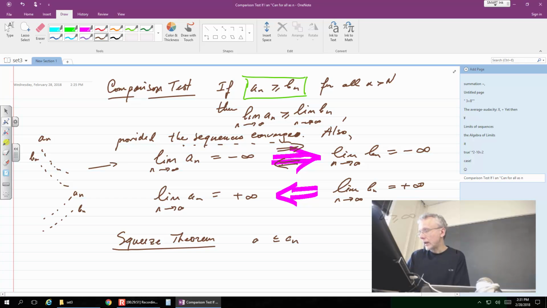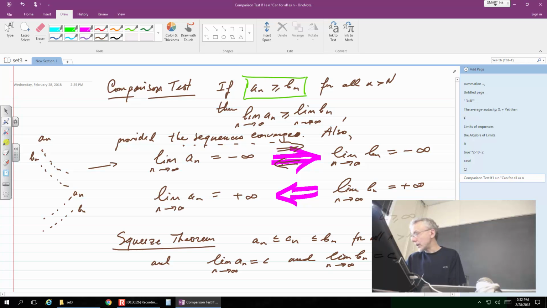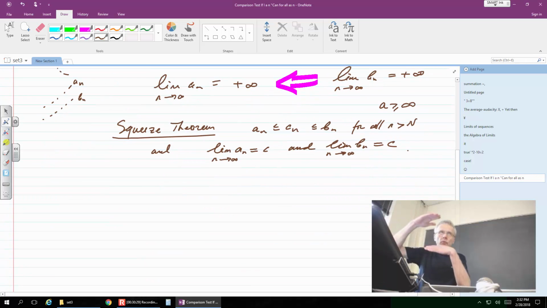So Cn lies between An and Bn for all n larger than capital N. And we assume that the limits of the two sequences on the outside exist. And we know where they are, and they are equal to each other. Let's call it C. So as you can see, it's the same number. It's crucial that it is the same number, otherwise you don't have a real squeeze, but rather a loose hold.